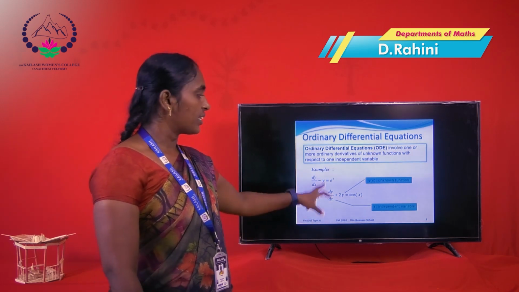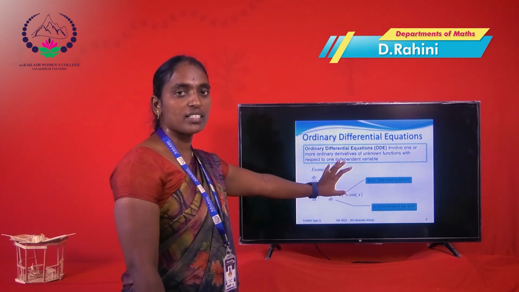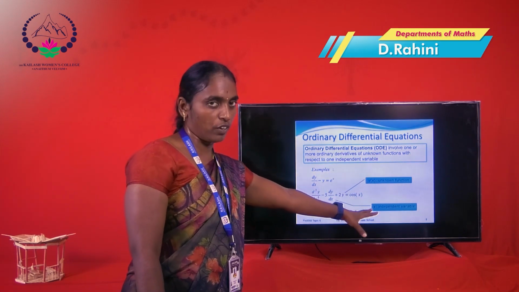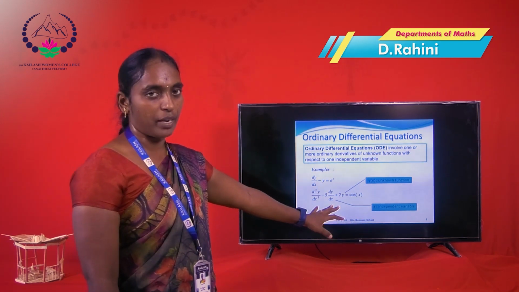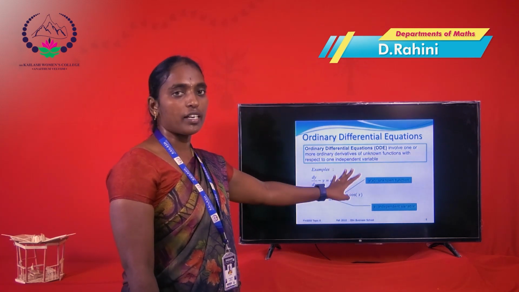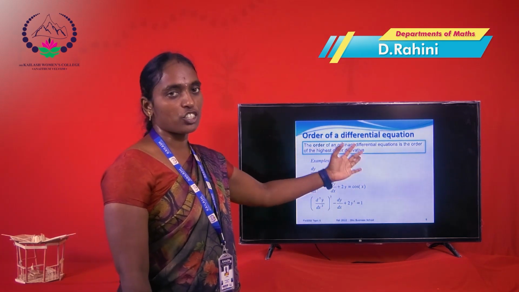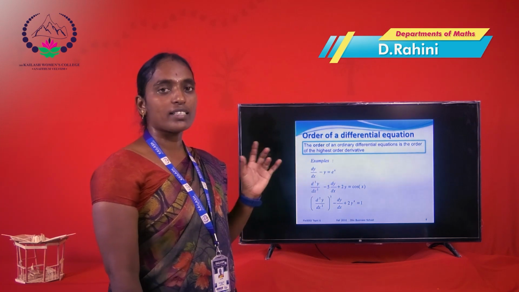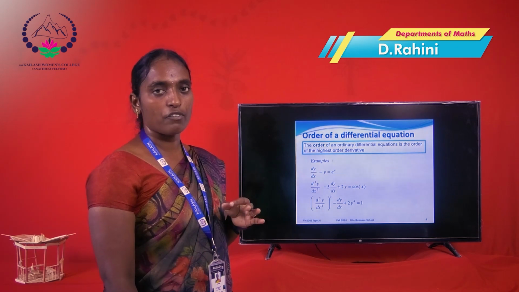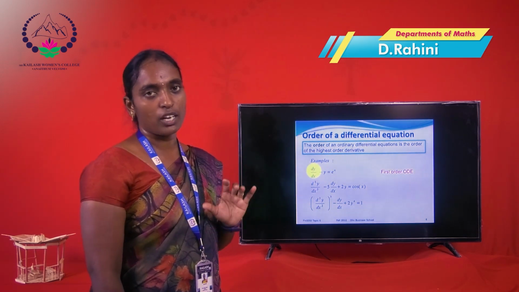In these examples, there is only one independent variable. Here y of x is an unknown function and x is the independent variable. So one independent variable with an unknown function is called an ordinary differential equation. Next, the order of a differential equation. First we saw what an ordinary differential equation is. Now let us see what the order of an ordinary differential equation is.